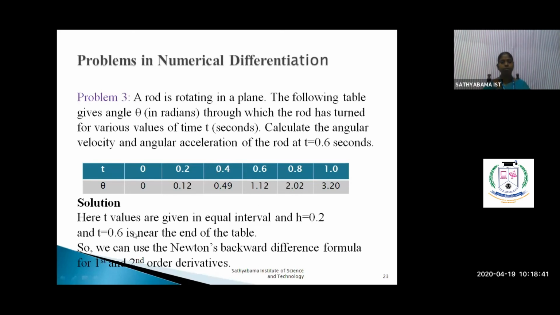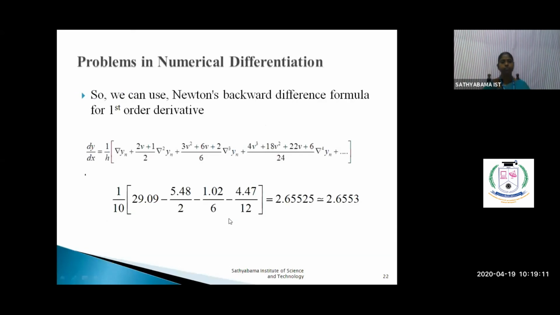Now, t equal to 0.6 is near the end of the table, so we can use Newton's backward difference formula for both first order and second order, because we want angular velocity and angular acceleration. So now we want to find first what is my v, because we have identified we are going to use the backward difference formula to find the derivative.